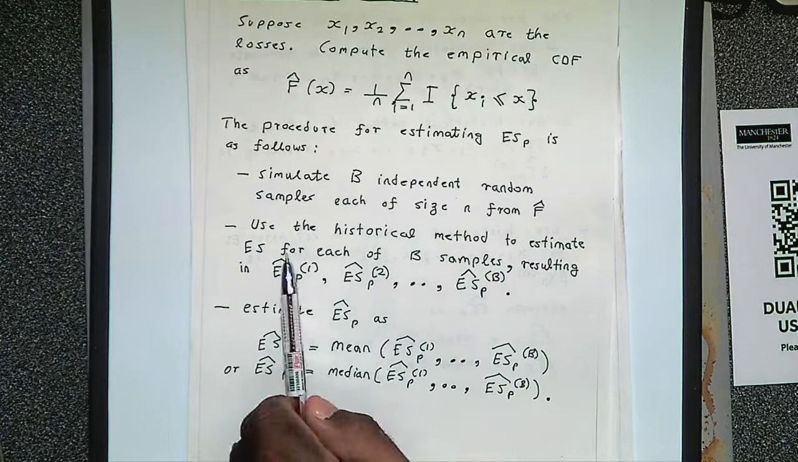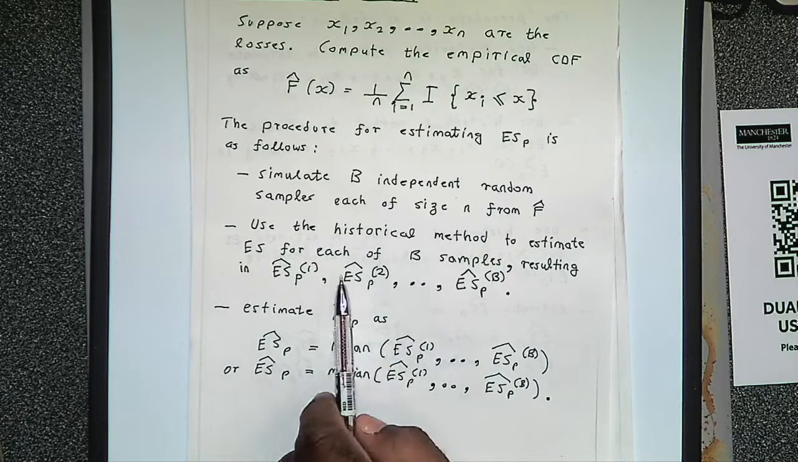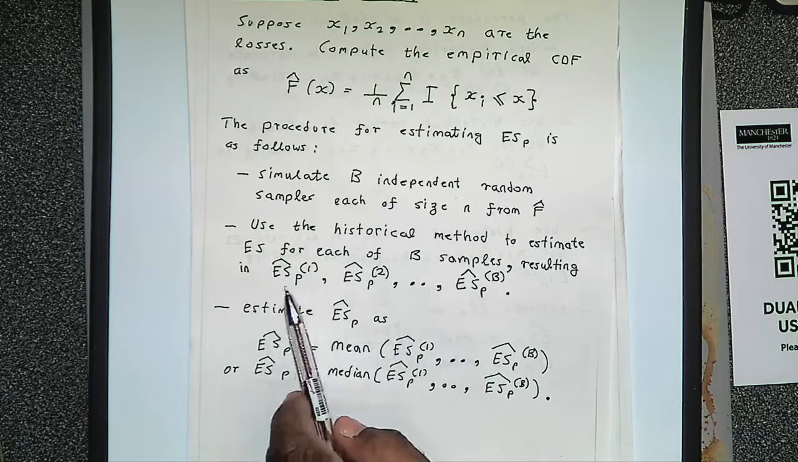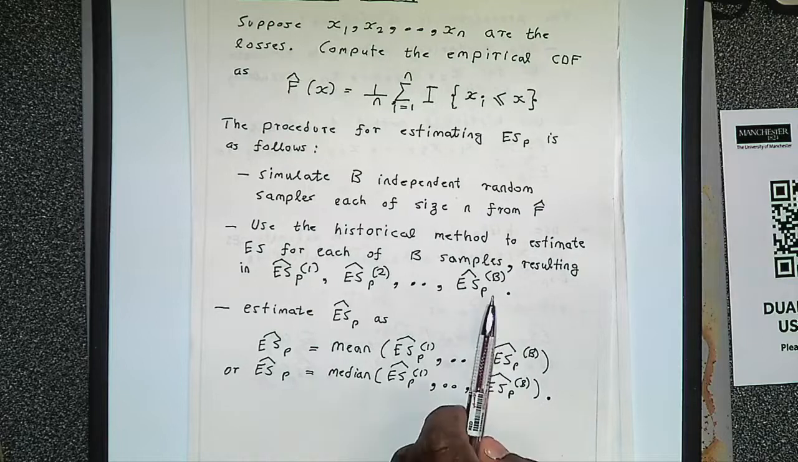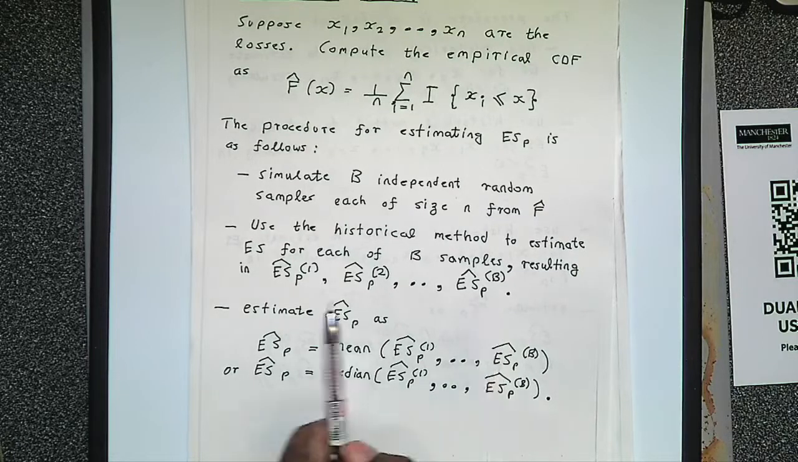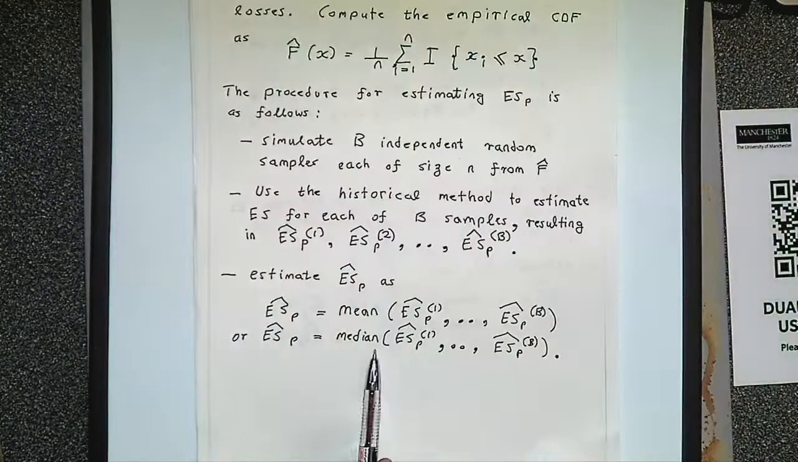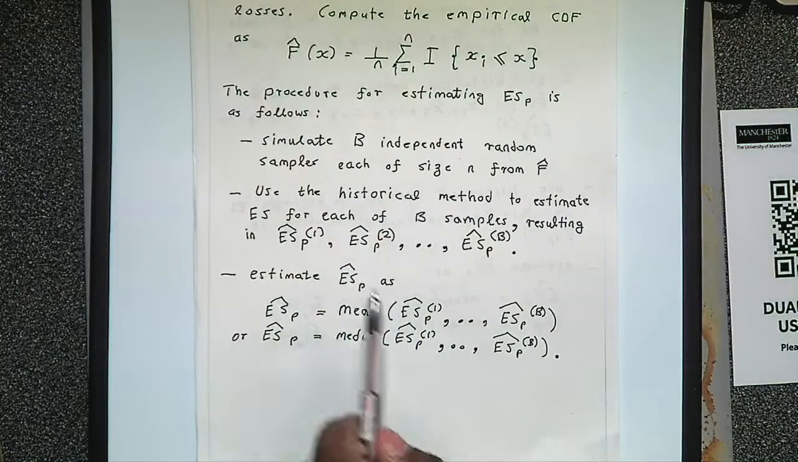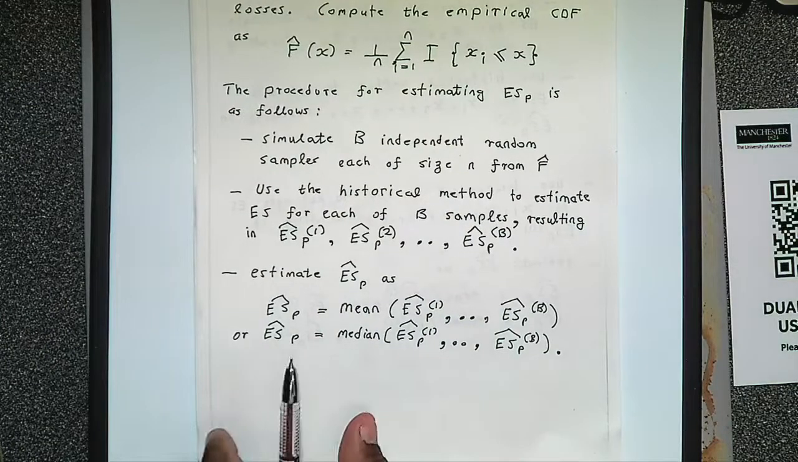And for each of the B samples, you compute the expected shortfall by the historical method. So you get these estimates, this many estimates, depending on what B is. So if B is 100, you get 100 estimates. And finally, you compute the mean or the median of the estimates in the previous step, right? So you take either the mean or the median, right? So that's the Bootstrap method.